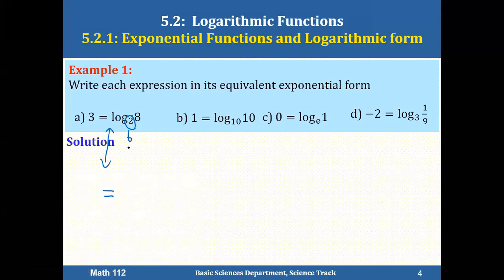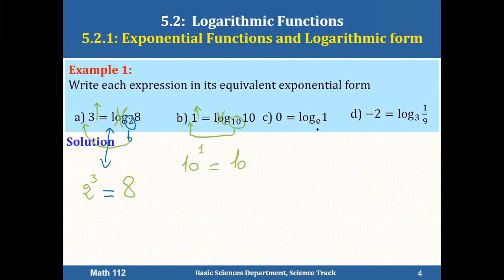2/3. Exactly. So the base comes here and the 3 goes up as the exponent and the log goes away. So the base, which is 2, 3 becomes the exponent, and 8 stays here. Okay? So let's go back to the next one. What is the base in example B? 10. This is the base. Then to transform it into an exponential form, the base comes here and the 1 goes up and the log goes away. It becomes 10 exponent 1 equals 10. Okay?